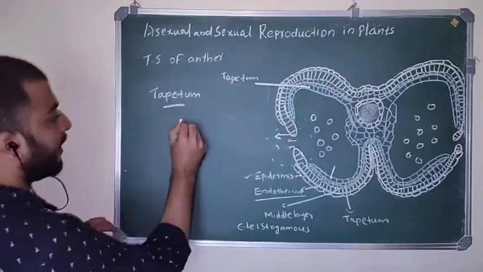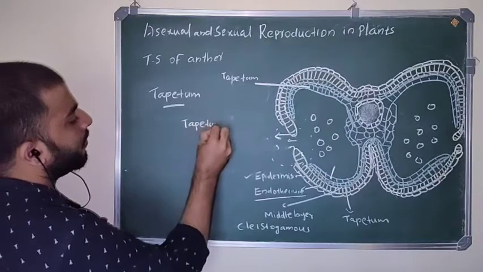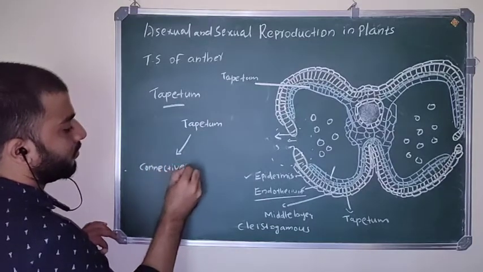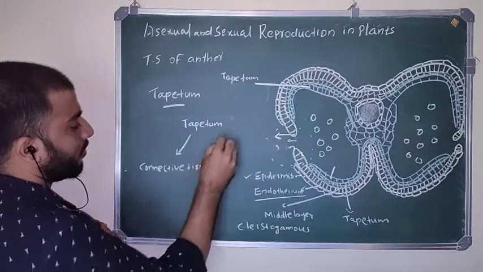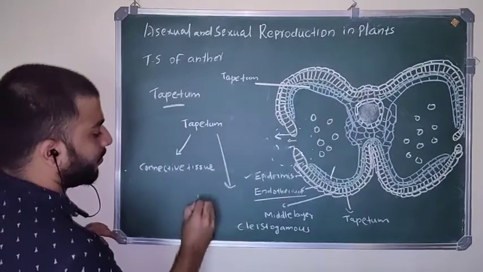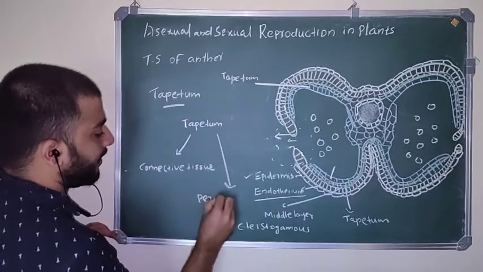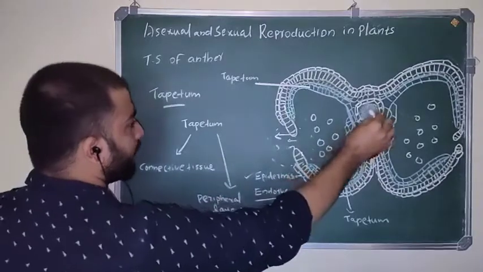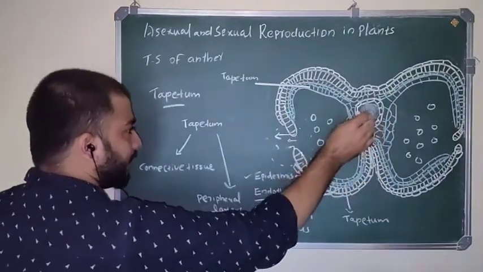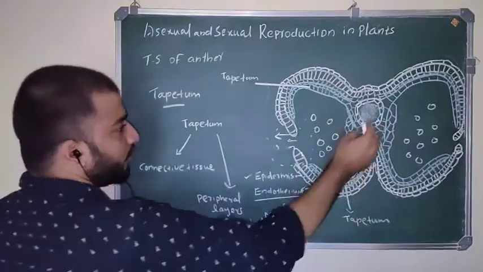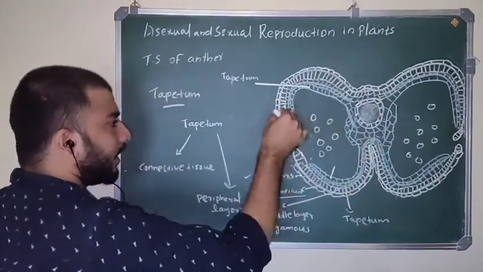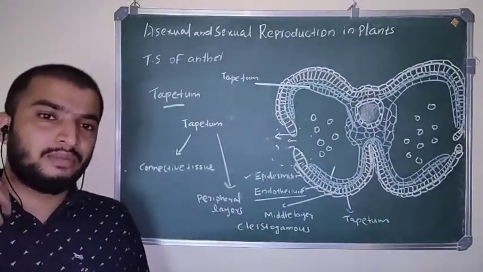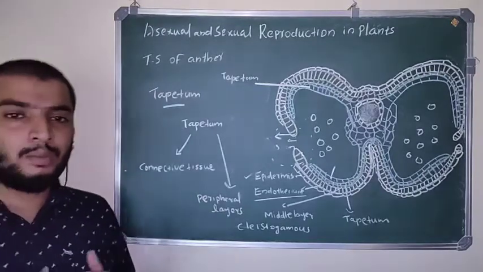So the tapetum may develop from connective tissue or maybe from the peripheral layers of the anther. Here you can see the tapetum, and from this you can see the connective tissue. From this connective tissue or maybe the peripheral layers of the anther, this tapetum develops. So they have dual origin. They may develop from the connective tissue or from the peripheral layers.